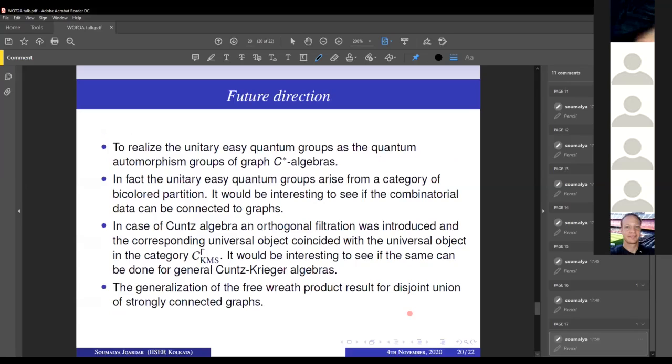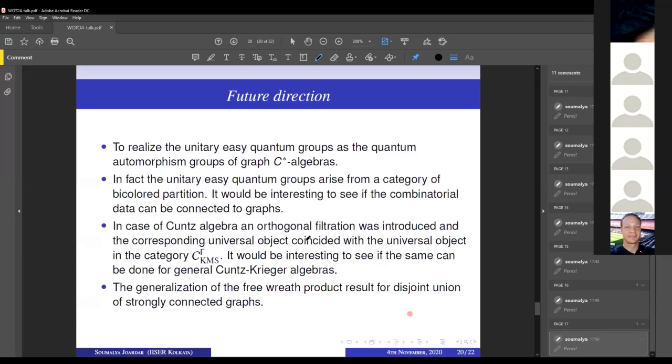Let me tell some of the future directions that one can pursue. I think, to realize the unitary easy quantum groups as the quantum automorphism groups of graph C*-algebras, we already have H_n^{\infty+}, but given any unitary easy quantum group, can we realize it as the universal object of some category of CQGs coacting on graph C*-algebras? It looks a little difficult, because that will mean you have to have S_n as a symmetry of the edges. That is one requirement that puts severe restrictions. So let's see what we can do about it in the future.